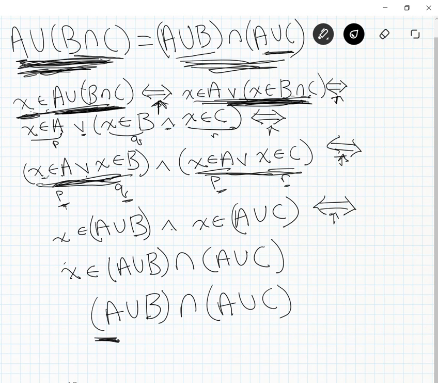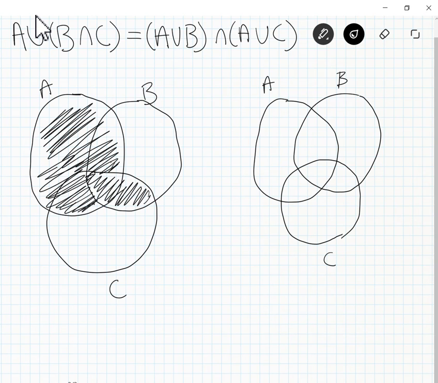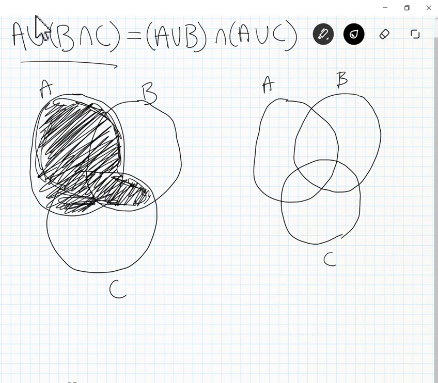All right, now let's take a look at what those Venn diagrams would look like. Okay, so here we're going to take A, and we're going to take the union of that with the intersection of B and C. So here's the intersection of B and C, and we're going to make a union with A, and we get this shaded region in the Venn diagram. Okay, so that's the left side of the equation.